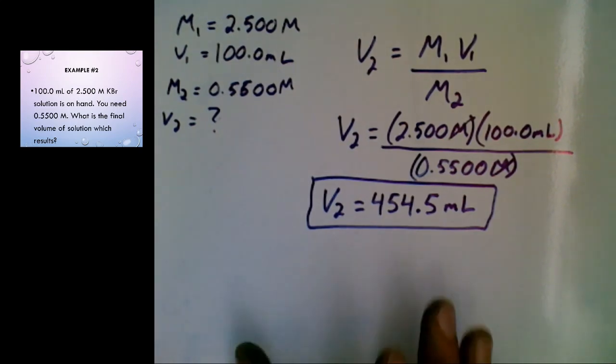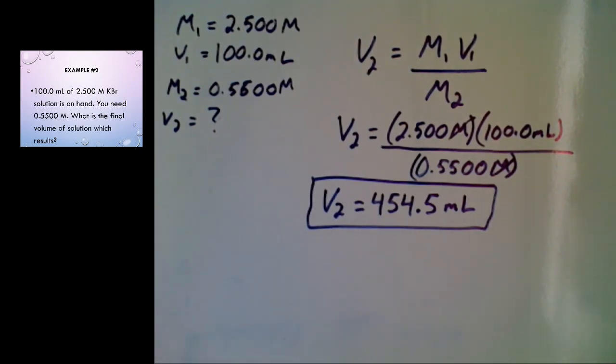So there you go. This is how we use the dilution equation. And I think at this point it's important to recognize that we only use the dilution equation for dilutions. So if you see the word dilution, watered down, added solvent to, those are all indicators that you're dealing with some kind of dilution. Do not use the dilution equation for stoichiometry problems or anything else.